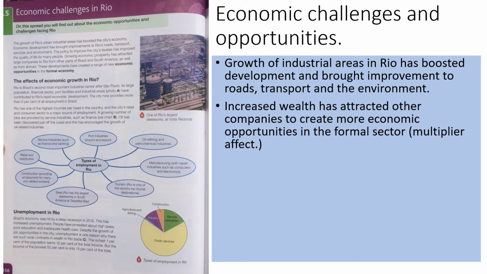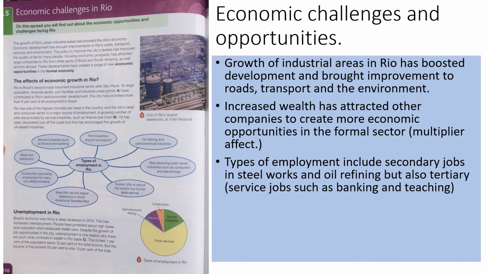Increased wealth has attracted other companies to create more economic opportunities in the formal sector. So this is what we call the multiplier effect. Because the area is wealthy, because it's improving, this makes it more attractive for companies to come and set up their businesses there, which then creates more jobs, more money. Then that money will generate taxes where they can further improve the environment, which is then only going to attract more companies. And so you can see how it keeps moving around in this positive cycle. And we call this the multiplier effect.